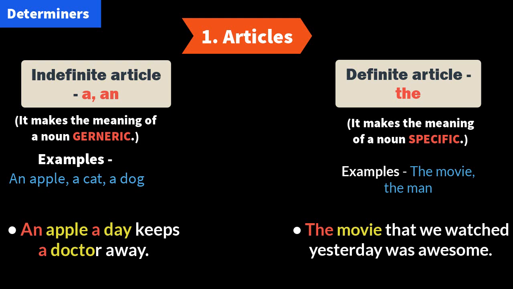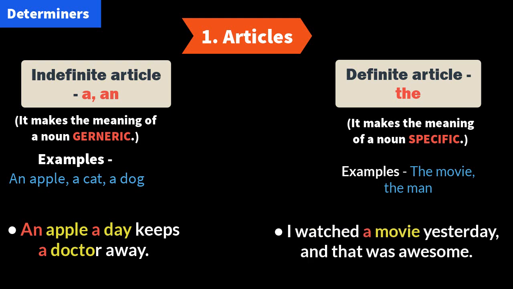Now I know for a fact that you know what movie I'm talking about. That's why I'm making the meaning of the word movie specific. Because I know it, you know it. So that's why I'm using the. The movie that we watched yesterday was awesome. Let's suppose you do not know which movie I'm talking about, you have no idea, then I'll not use the here. I'll say, I watched a movie yesterday and that was awesome, right? I'll not say the movie because you do not know which movie I'm talking about.